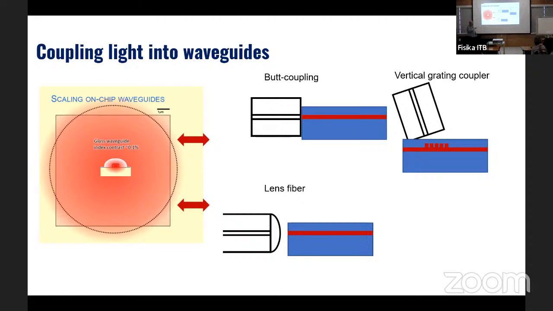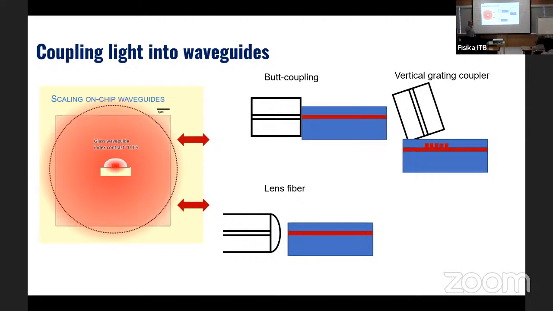And then the final one is using a vertical grating coupler. If I see this, great. If I see this, it makes sense. If I see this, initially I thought, why? Because it seems very flimsy and unnatural. But a lot of people are doing this at this moment.